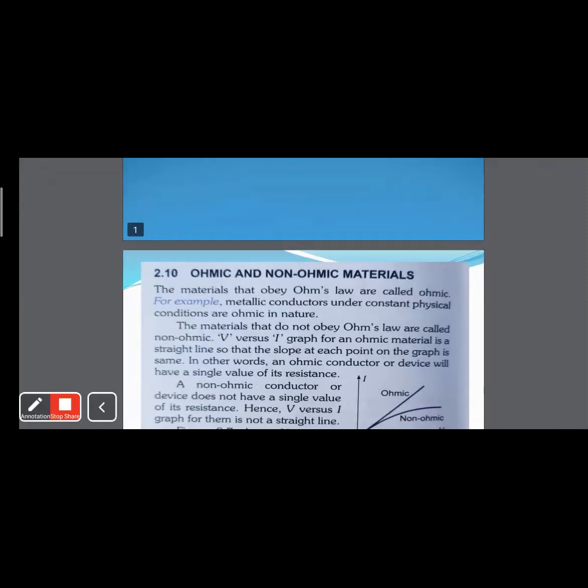So now today I'm going to discuss ohmic and non-ohmic materials. As we know, Ohm's law is V is directly proportional to I. So ohmic materials are those materials which obey Ohm's law, and the V and I graph will be a linear graph. It will be a straight line graph as shown in the figure. Clear?